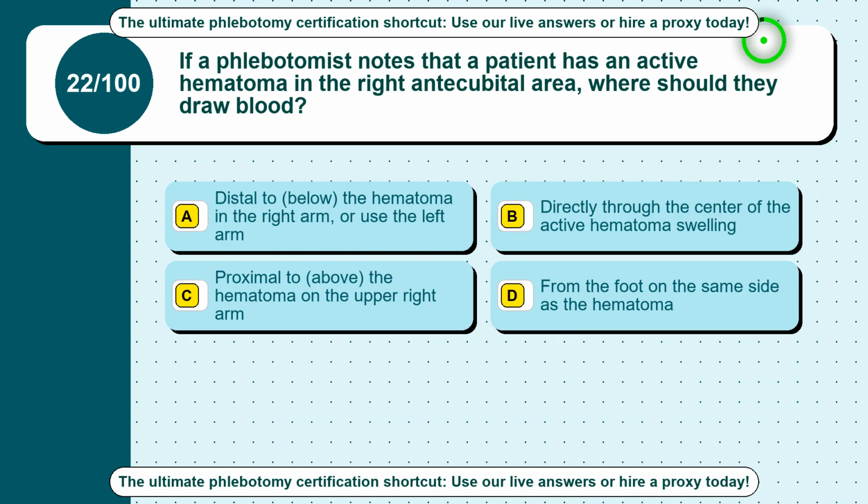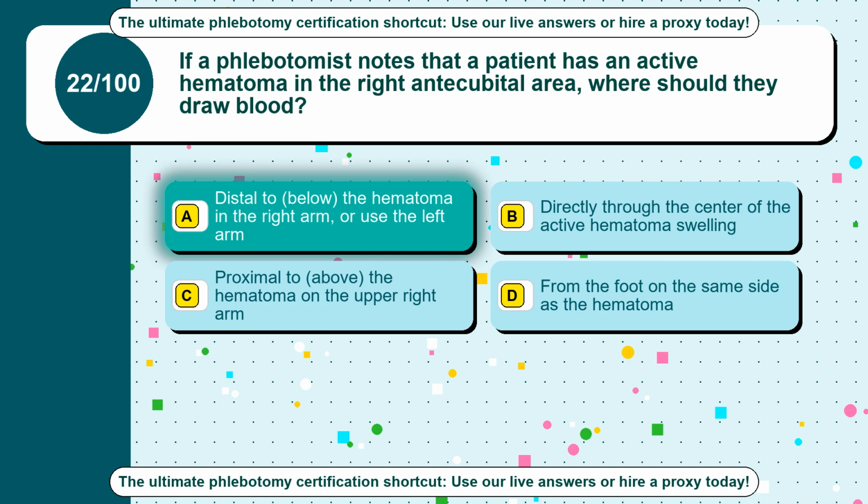Question 22. If a phlebotomist notes that a patient has an active hematoma in the right antecubital area, where should they draw blood? Option A, distal to, below, the hematoma in the right arm, or use the left arm. Option B, directly through the center of the active hematoma swelling. Option C, proximal to, above, the hematoma on the upper right arm. Option D, from the foot on the same side as the hematoma. The correct answer is option A, distal to, below, the hematoma in the right arm, or use the left arm.